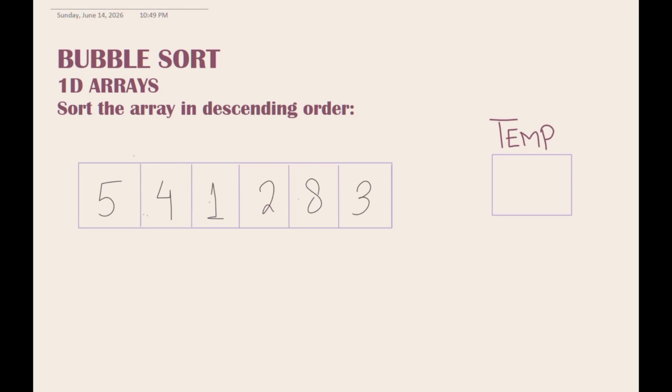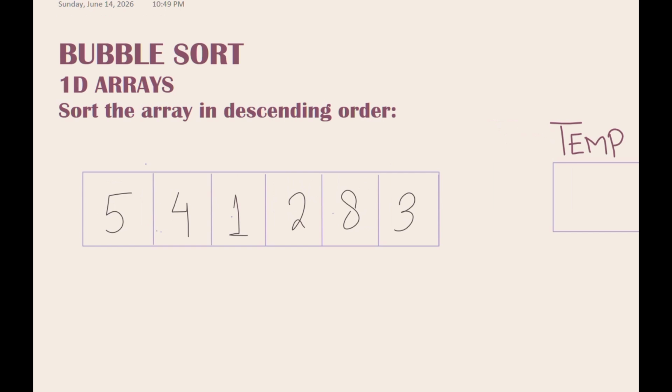So now, for example, here I have an array with 6 elements, 5, 4, 1, 2, 8, 3, and I want this array to be in descending order, which means that the largest number should come first and then all the smaller numbers should follow it. Before we understand the code for bubble sort and how to implement it, first I want to break down the logic. So let's do this with an example.